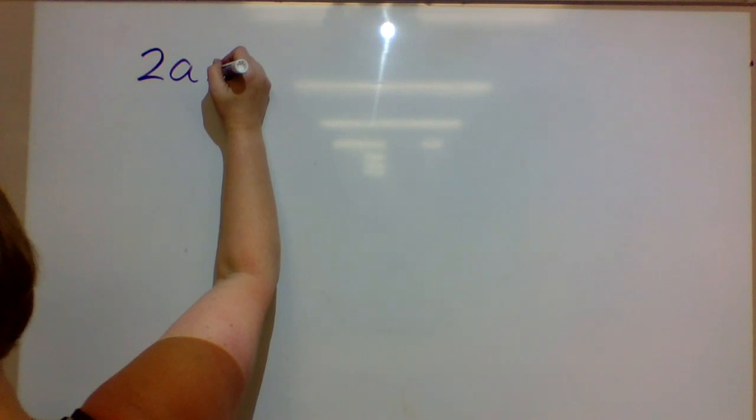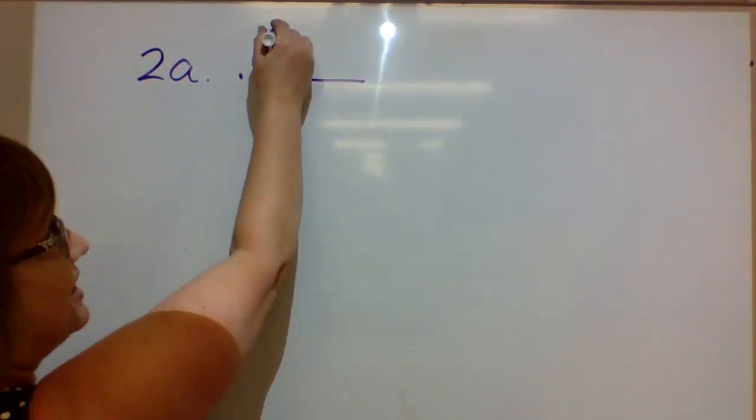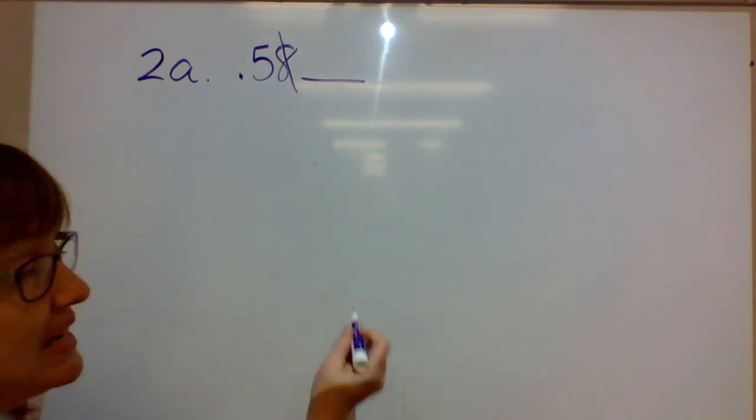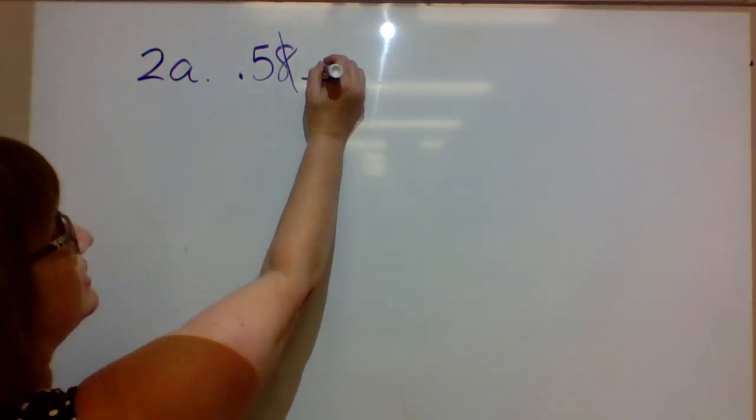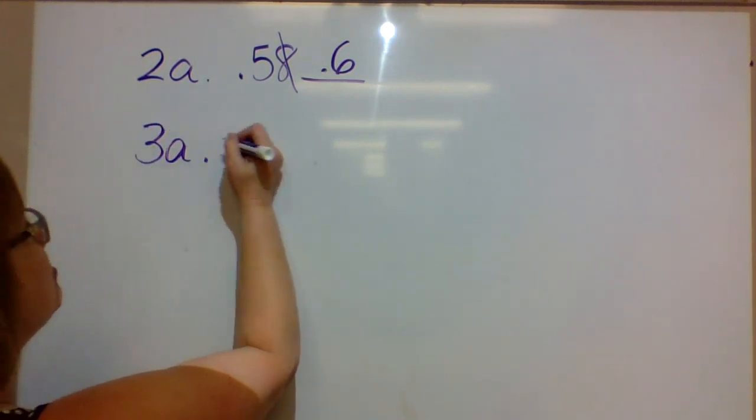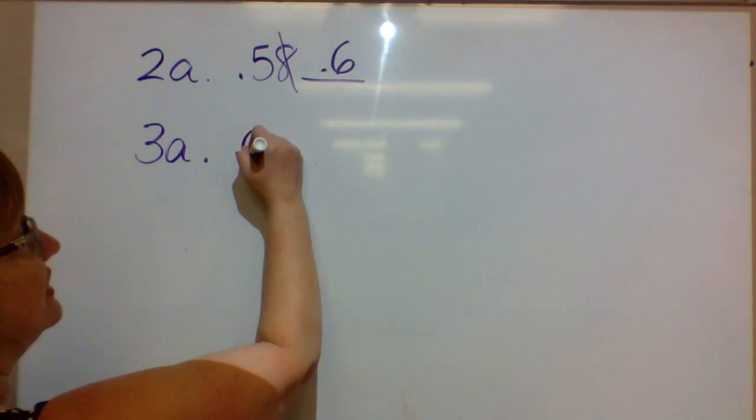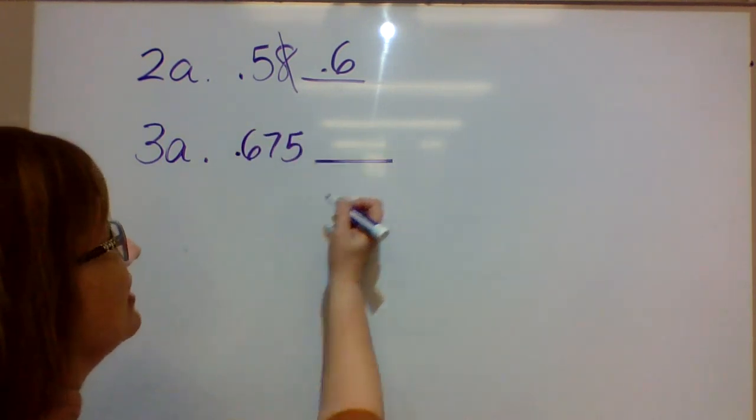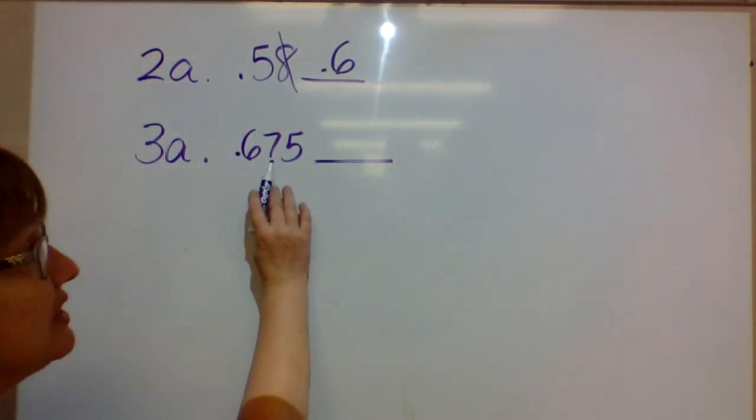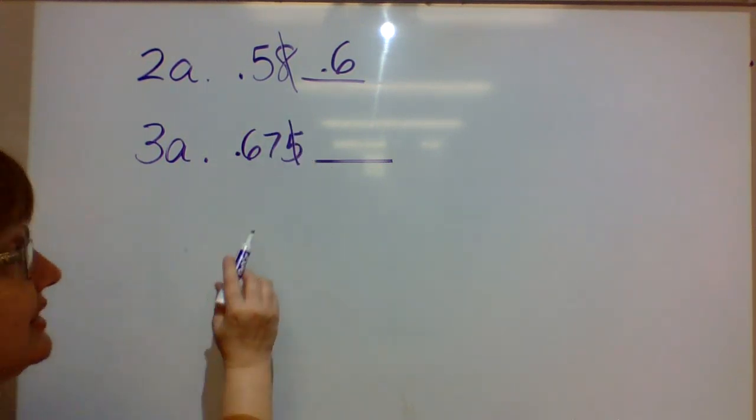Okay, so 2A is round off to the nearest tenth, and it's 0.58. So the 8 is going to die, and it makes the 5 round up, right? So we have 6/10. Okay, 3A, we're supposed to round to the nearest hundredth, and we have 0.675. Okay, so to the nearest hundredth, hundredths have 2 decimal places, so that one dies.